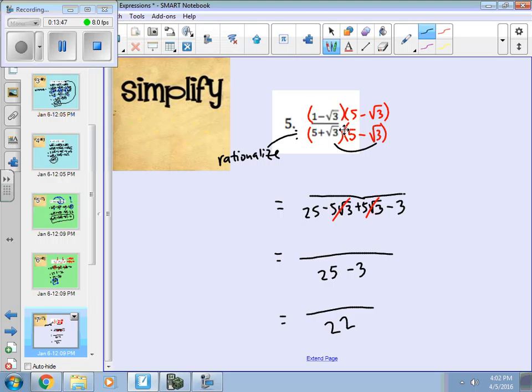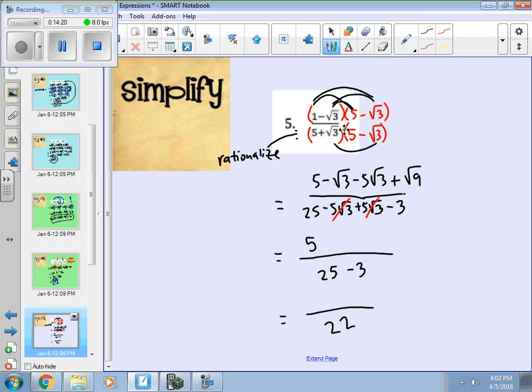So again, we're going to have to multiply, distribute. If you want to think FOIL, do that. So 1 times 5 is 5. 1 times negative 3 square root of 3 is negative square root of 3. Now multiply the inside ones, minus 5 square root of 3, and the last ones. And this is going to be plus, because it's a negative times a negative. And square root of 3 times square root of 3 is square root of 9, which again we know is going to be 3.